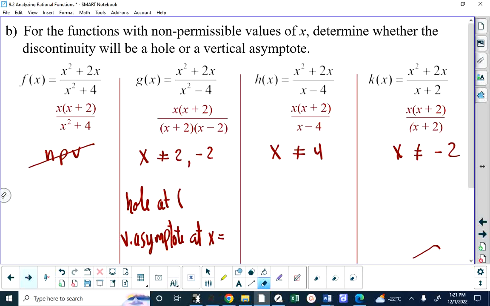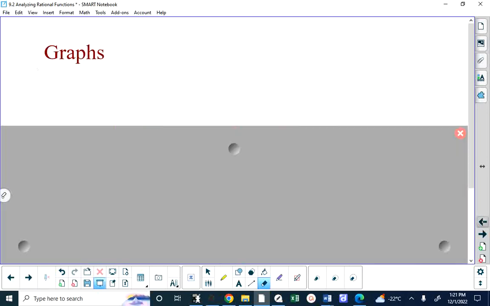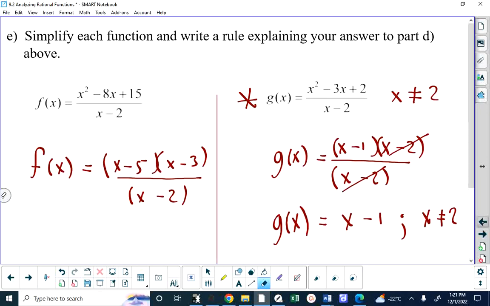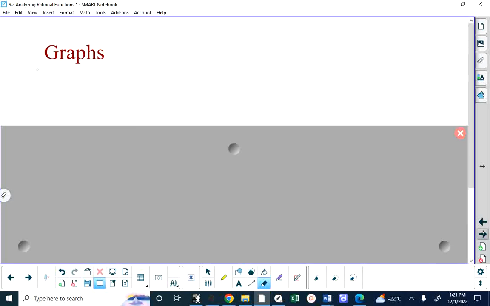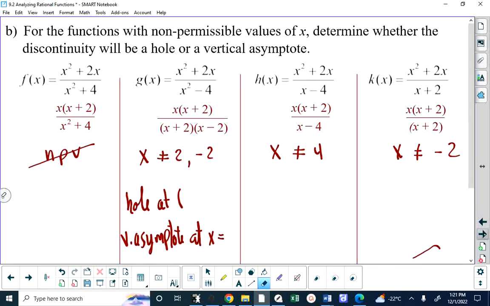Because if you don't know the answer to that, you missed the whole point of this. If the factor cancels, the 0 of the factor goes with the hole. If the factor doesn't cancel, the 0 or non-permissible value is a vertical asymptote. So since in g of x, the x plus 2 will cancel, whatever non-permissible value x plus 2 creates, that will be associated with the hole. And I don't know how you're going to remember that.